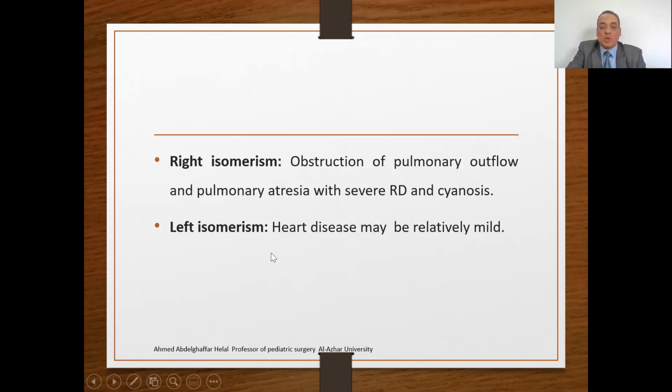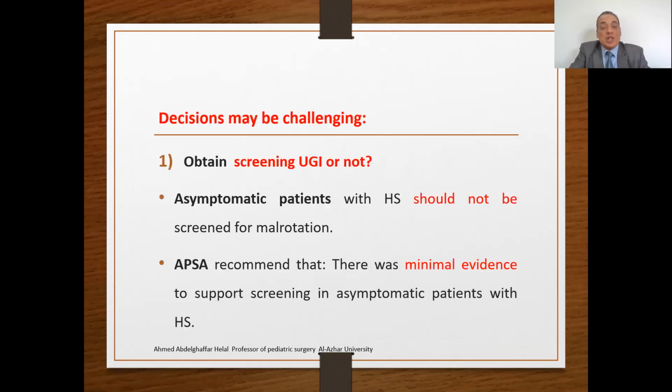In left side isomerism, heart disease may be relatively mild. The decision may be challenging for the pediatric surgeon. Number one, whether or not to obtain a screening upper gastrointestinal contrast study in children with heterotaxy syndrome. Asymptomatic patients should not be screened for malrotation, and the American Pediatric Surgical Association recommends that there is minimal evidence to support screening for malrotation in asymptomatic patients with heterotaxy syndrome.